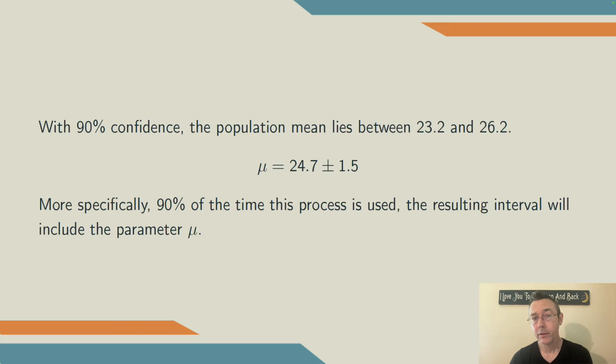So to say this a little bit differently, with 90% confidence, the population mean lies between 23.2 and 26.2 parts per million. To say this a bit more specifically and a bit more technically, 90% of the time that we use this process, 90% of the time that we go out and get a sample of this size from this population, the resulting interval will include the true population mean mu.